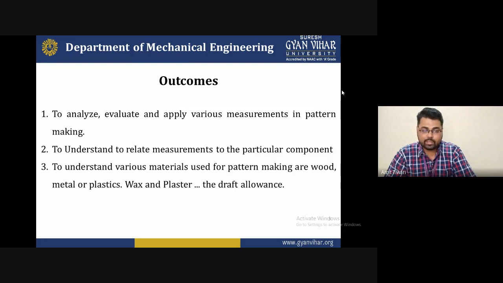The second is to understand how to relate measurements to the particular components, and the third one is to understand the various materials used for pattern making, which are wood, metal, plastic, wax and plaster, and the different draft alloys. We will be able to understand these at the end of this lecture.